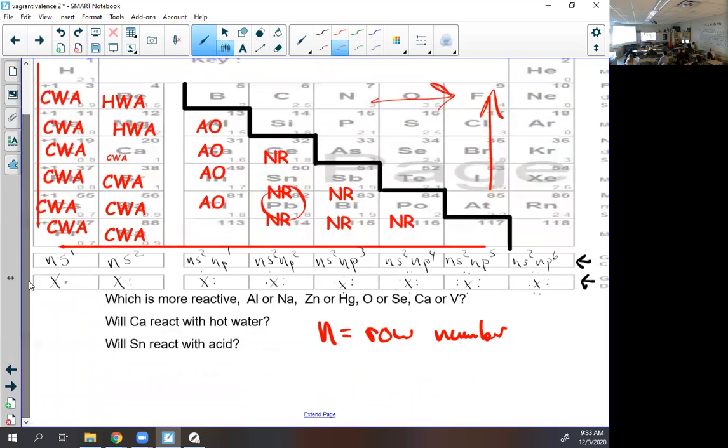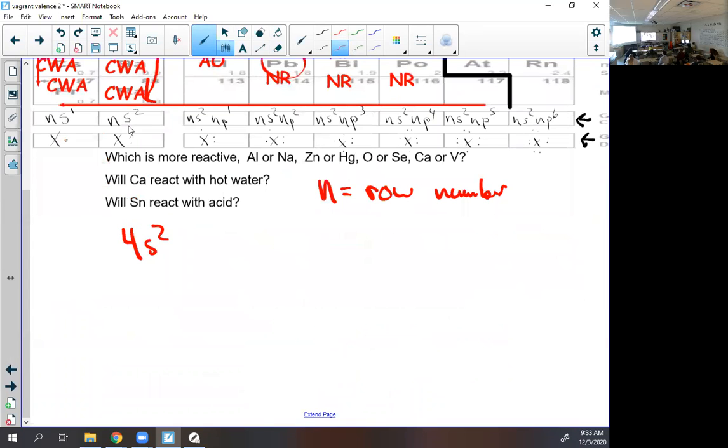So what we would say is, if we wanted the valence for Ca, we could look right here. And then we'd say, all right, it's NS2. Ca is in the fourth row, so it would be 4S2. That's how this is helpful. And then we'd also know Ca is represented by the X, and it just has 2 dots. All right, that's how we use that.